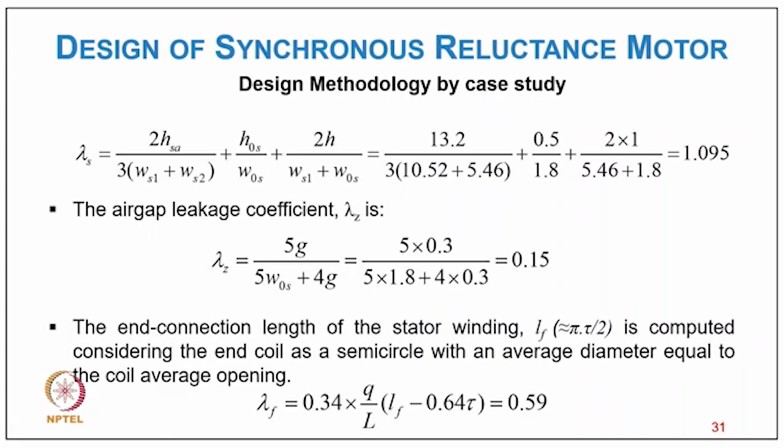The air gap leakage coefficient lambda Z equal to 5g upon 5WS plus 4g, and after putting value, it comes 0.15. So end connection length of the stator winding LF equal to pi into tau by 2 is computed considering the end coil as a semicircle with an average diameter equal to the coil average opening. So lambda f equal to 0.34 q upon L in bracket LF minus 0.64 tau, that is 0.59.